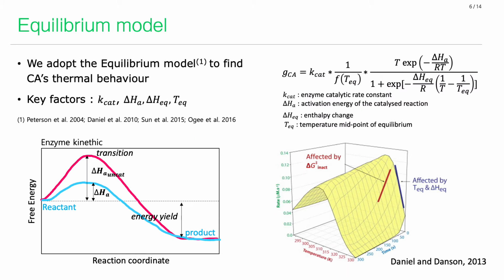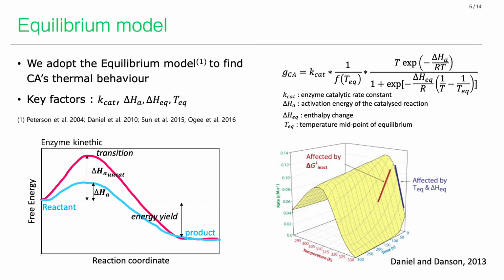Generally, enzymes respond to temperature, and we adopt the equilibrium model to describe it. In this model, enzyme activity responds to temperature with the equation shown on the right side. As you can see, there are some variables, and we can choose the key factors as these four variables. These four variables can determine the pattern of the enzyme's activities.